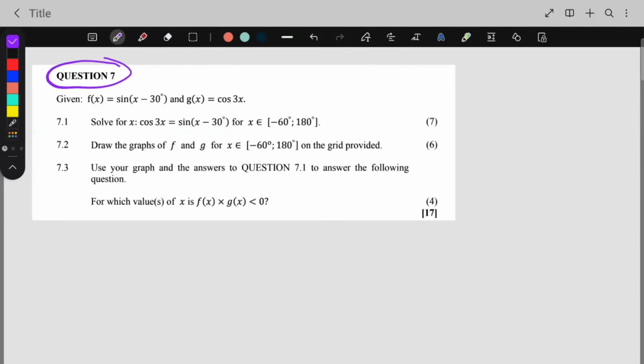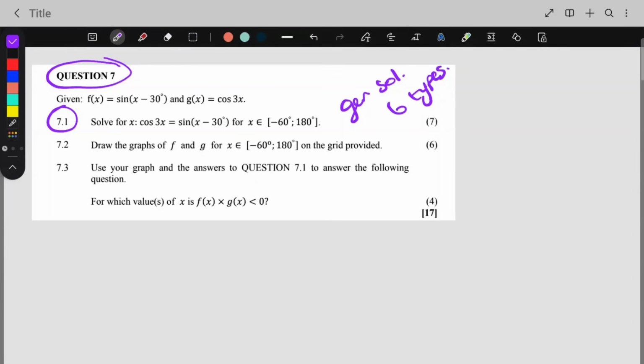So question 7 says we are given f of x, which is this trig function, and g of x, which is this trig function. And the first question is, solve for x if this function is equal to that function for this interval. So they give us a specific interval. So this is where the two graphs will intersect each other, but it's also a general solution. So there's 6 types of general solutions, eh? So which type is this?